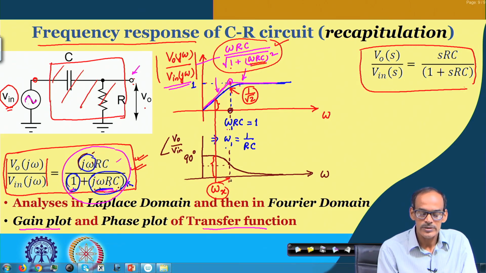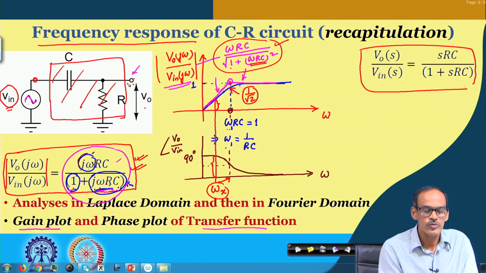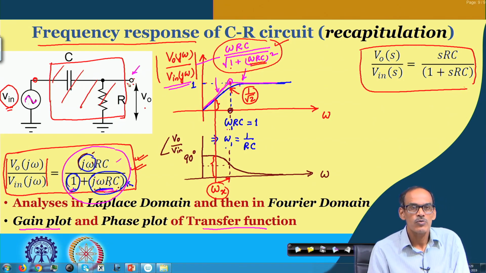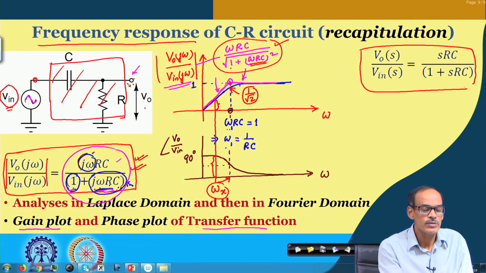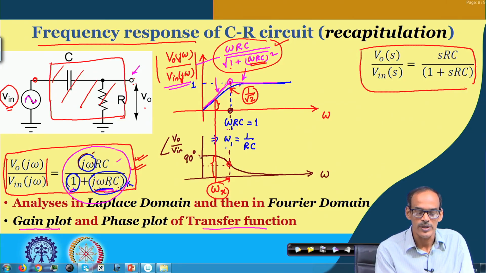stimulate this circuit with a frequency exactly equal to omega 1, the signal we will be getting at the output is 1 by root 2 times the input signal amplitude, and also there will be 45 degree phase shift. In fact, this is phase lead I should say.